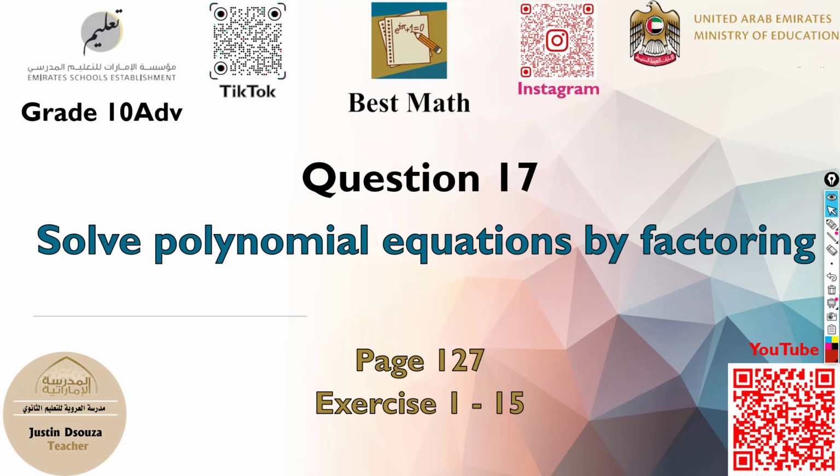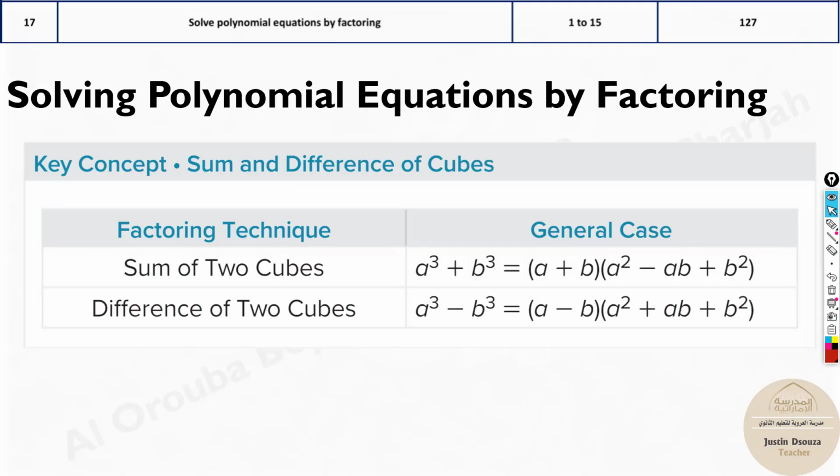The 17th question is to solve polynomial equations by factoring. And here we need to use these two important formulas. Now these are sum and difference of cubes. You can see here there is a cube, b cube. It's not a whole cube.